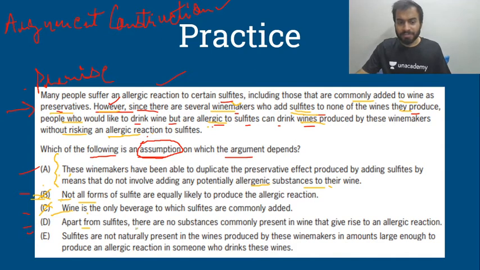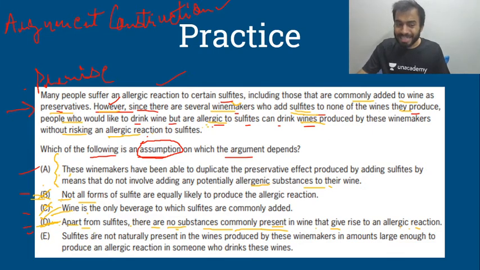D. Apart from sulfites, there are no substances commonly present in wine that give rise to an allergic reaction. If we negate a negative, it becomes positive. Apart from sulfites, there are substances commonly present in wine that give rise to an allergic reaction. So, if there are other substances commonly present in wine that give allergic reaction, then even if you borrow wine from other winemakers who are not intentionally adding more sulfites as preservatives, right? In spite of that, there could be other substances in the wine that cause the allergic reaction. This is directly affecting our statement. So D looks to be the correct answer to me.